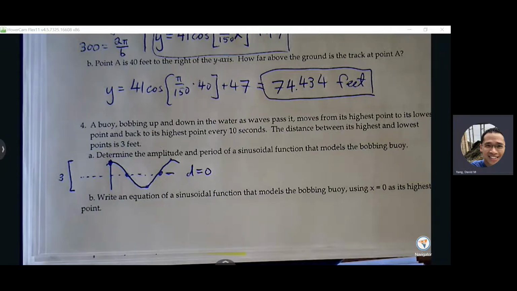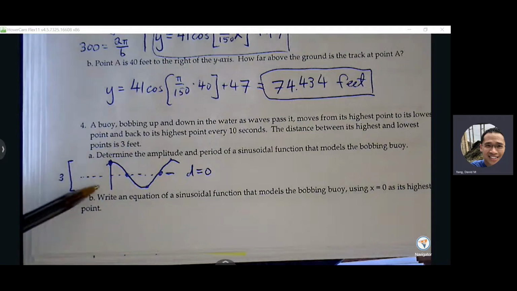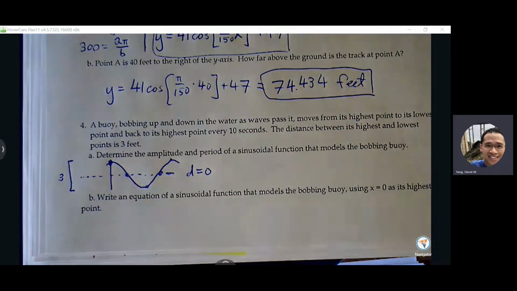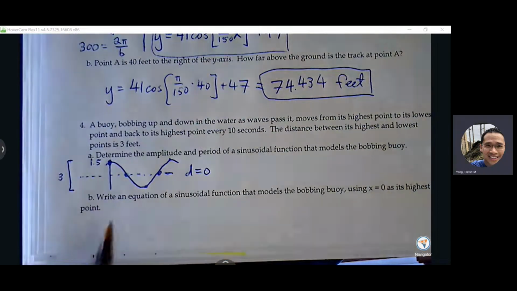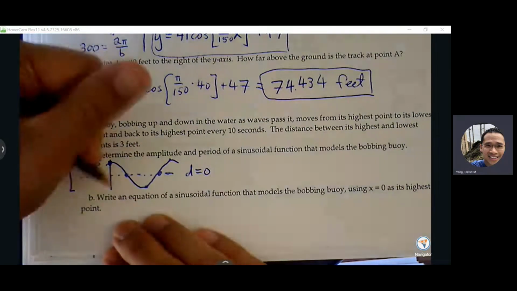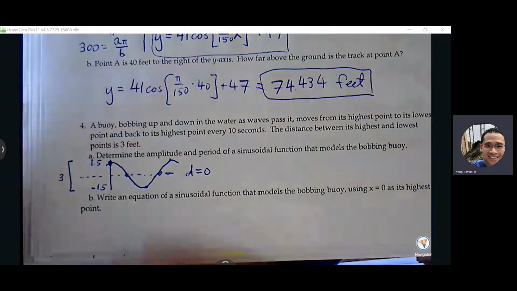Okay, but it's going to bob up and down. So what's the highest that this buoy is going to be? 1.5, right? Okay. What's the lowest that it's going to be? Okay, let's double check that.